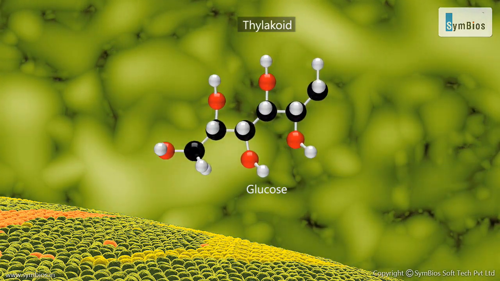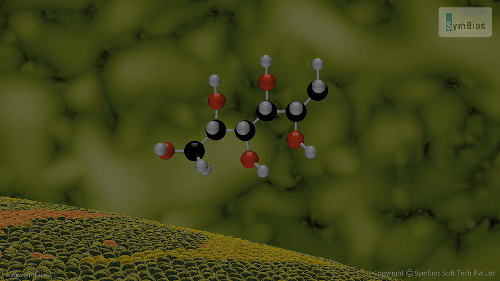The glucose is converted into starch as a stored food for long-term use by the plants. This is how chloroplasts contribute to photosynthesis.